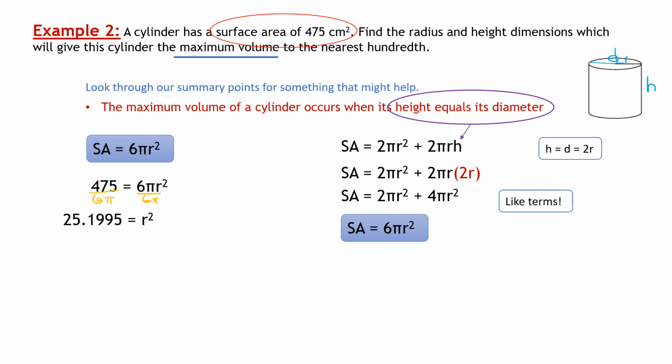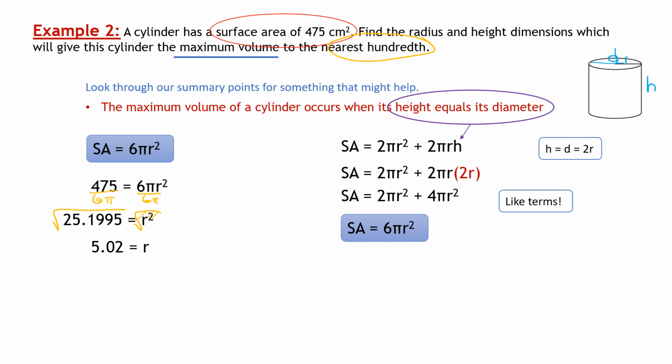How do we get r? Remember, we take the square root of both sides, square root here, square root here. These square root and radical power of 2 will cancel each other out. And we get about 5.02. And the question, look up at the top here, the question said nearest hundredth, so I need the 2 decimal places.